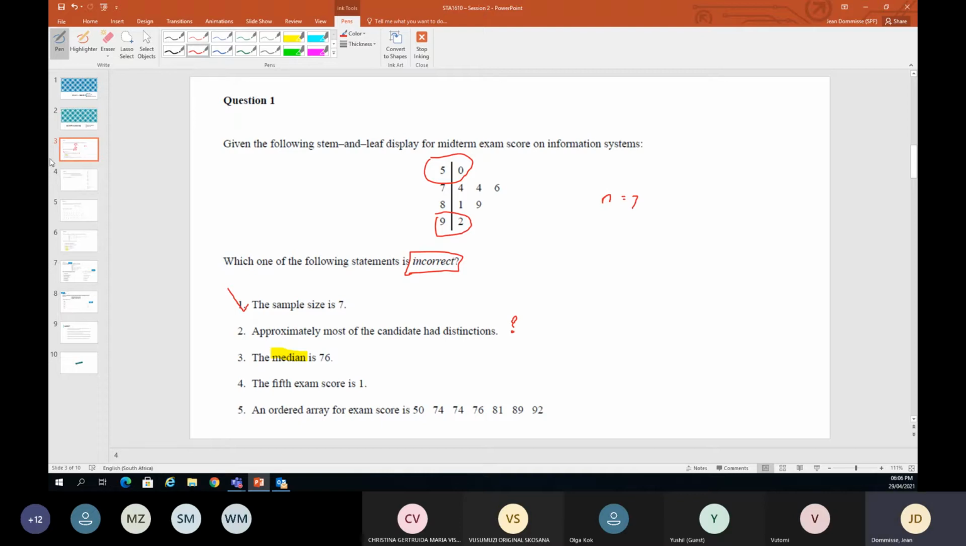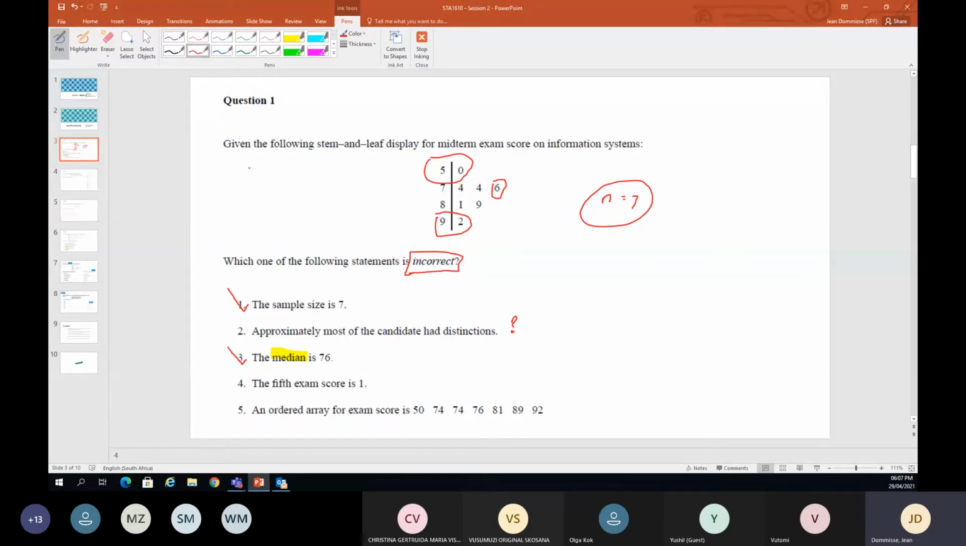The median is 76. For the median, the median is the middle value. If n is 7, the middle value is sitting in the half of 7, so there will be 3 to one side of the middle value and 3 to the other side. So 76 will be your middle value. So the median is 76 is correct.